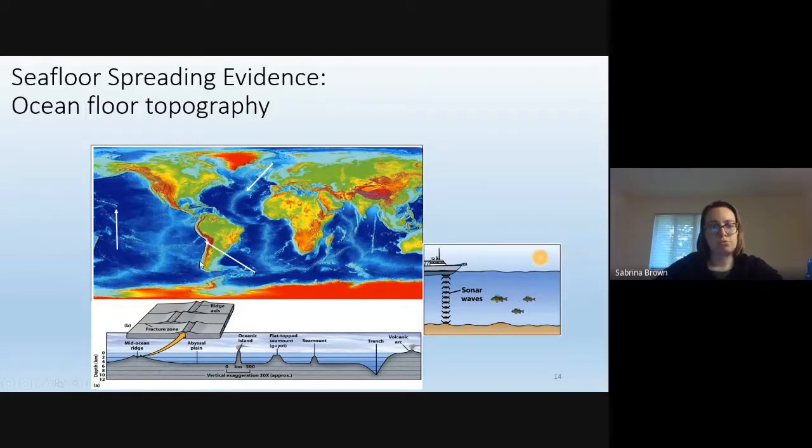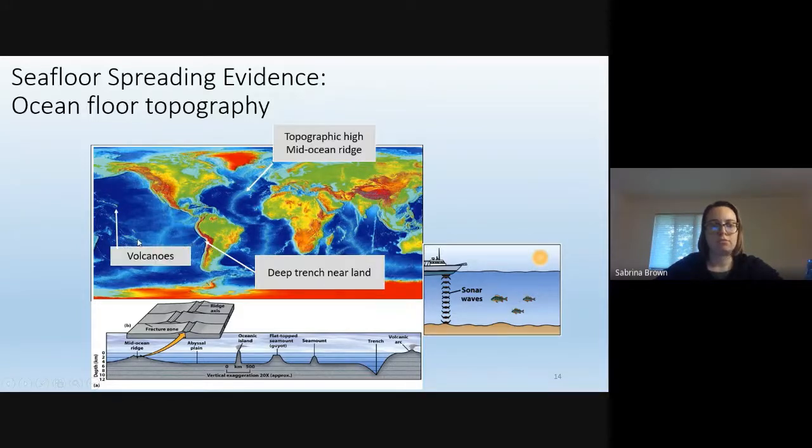And then close to some continents, we have a really big trench. So we notice that we have these mid-ocean ridges, so this relatively high place in the middle of the ocean, and then close to some continents, we have this deep trench. So here we have a topographic high, the mid-ocean ridge, and then we have a deep trench near land. Volcanoes create weird patterns, and usually they're associated with these trenches and mid-ocean ridges.